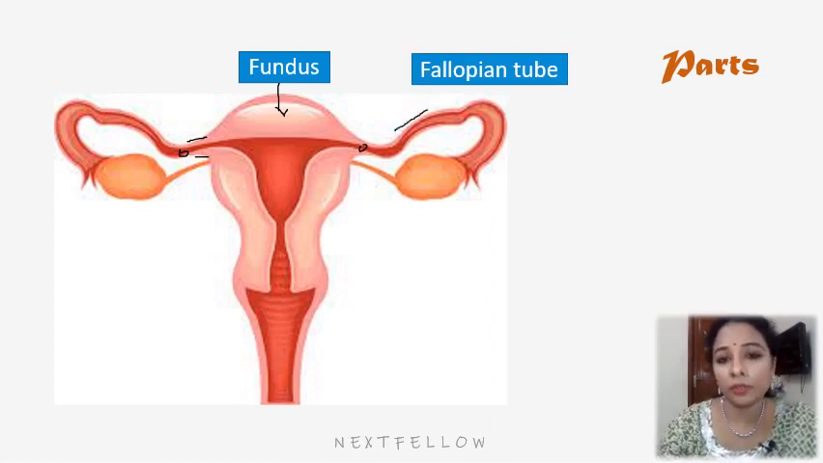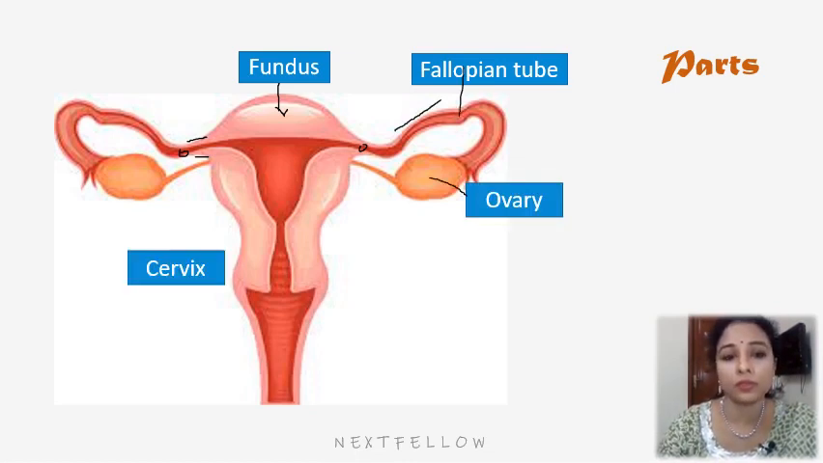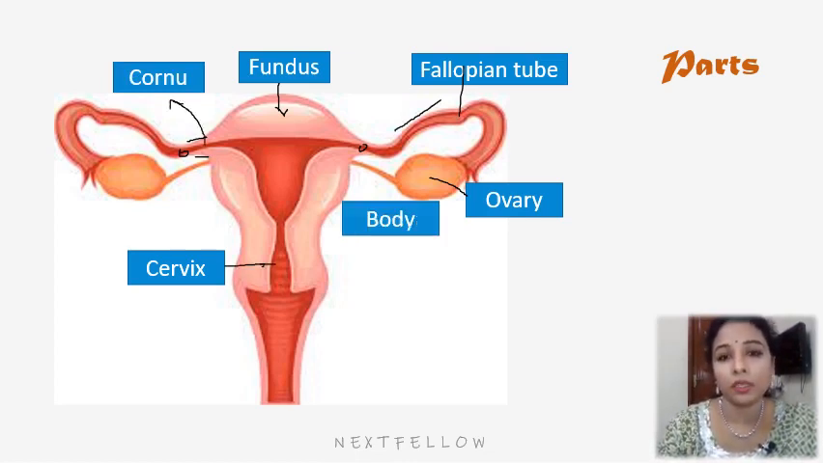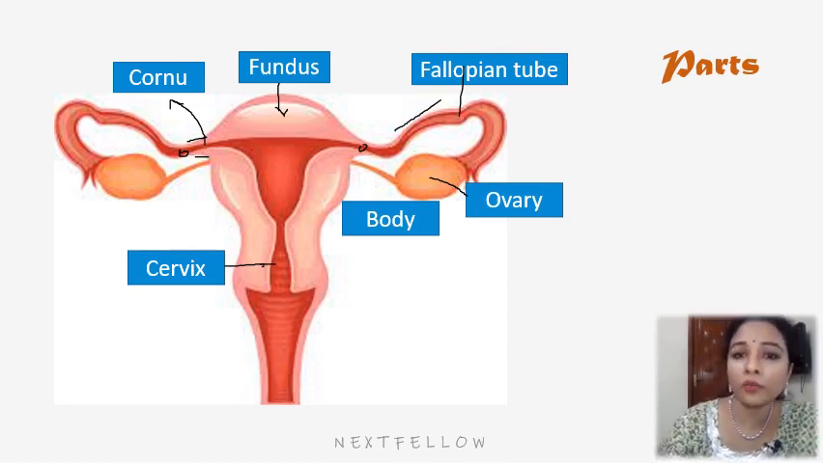Here are the fallopian tubes on each side. This is the ovary. And here is the cervix, the constricted part. Cornu. And here is the body of the uterus. So the cornu, we said, is located near the entry of the uterine tubes. The body is located between the cornu and the cervix.